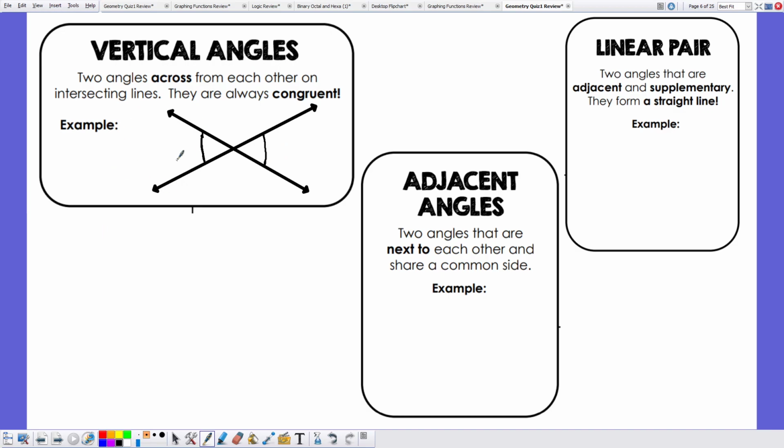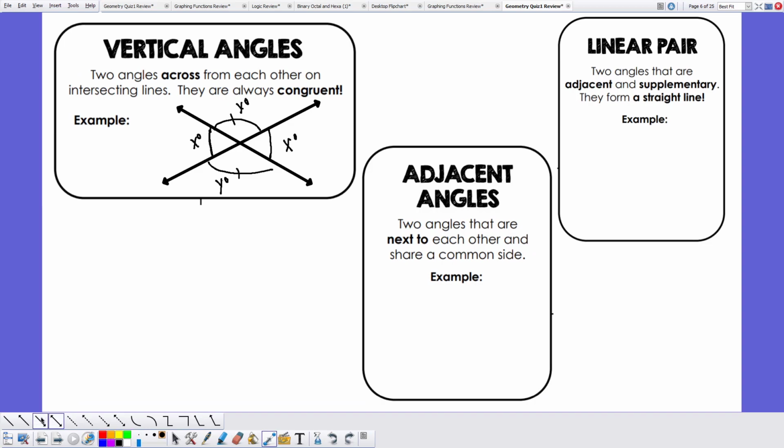And therefore they're congruent. So if this had a measure of x, so would this one. They have the same angle measure, works every time. Then we have another pair of vertical angles. So if this had a measure of y, then this one across from it would also have that same measure of y because they're congruent. Vertical angles are one of the most useful, helpful things in geometry.